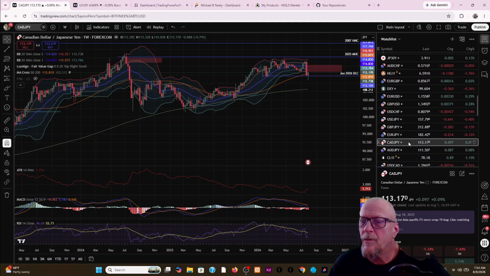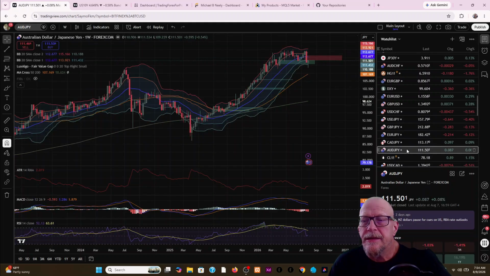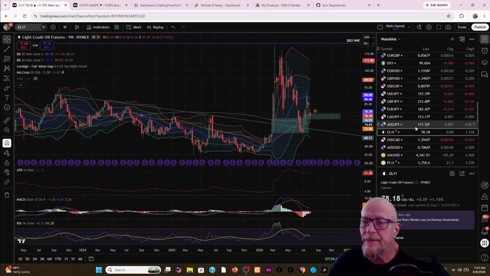Canadian versus the yen, 113.17. Yen, pretty solid. And again, all of them kind of rejected the yen dropping down below that. So big rejection day on the whole yen carry trade falling apart deal is a complete rejection right now. The market's not buying it. We'll see what happens at tonight's opening.